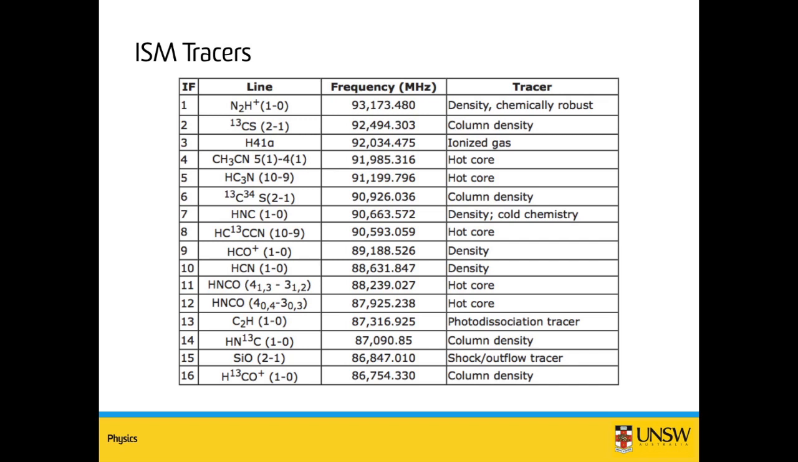So if I'm using N2H+, it is going to tell me the cloud density and whether it is chemically robust or not. Again, HCO+ is also talking about density. HCN is also talking about density. If you have found silicon oxide, that's talking about shock or an outflow tracer. Outflow is nothing but how the mass is coming out when the star is forming, like a jet or solar wind.